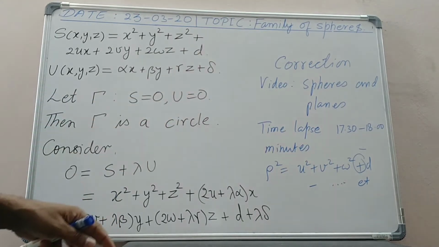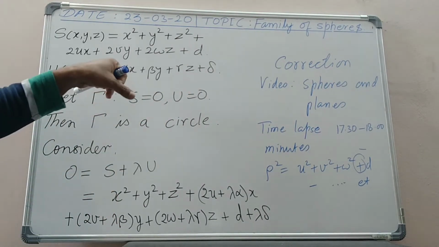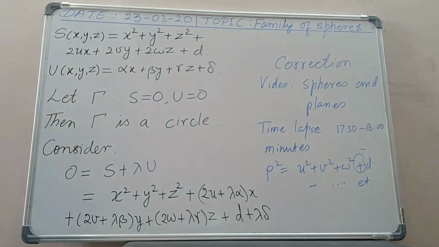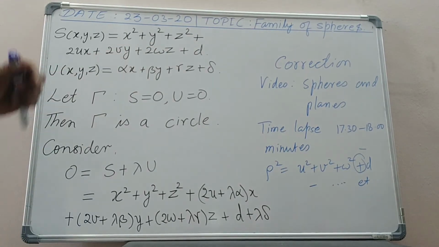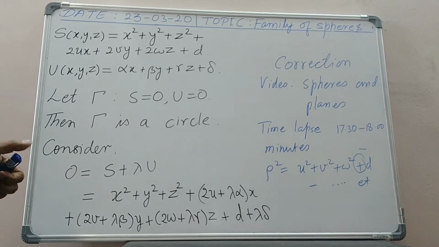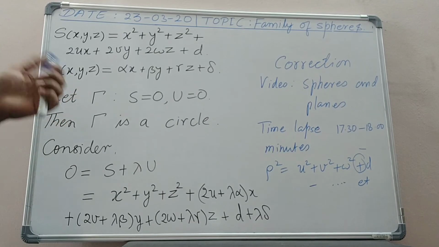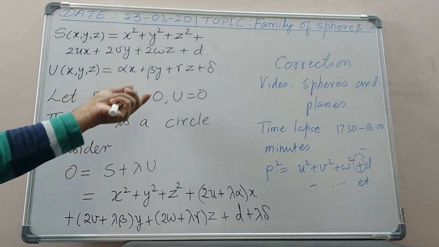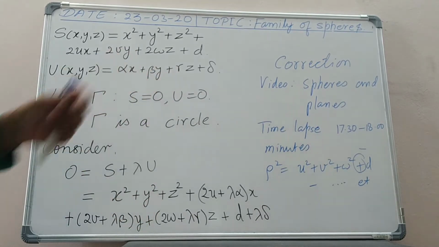U equal to 0 will be the plane with direction ratios of the normal as alpha, beta and gamma. So in the previous video we have seen that if you look at the simultaneous solution of these two equations, what you get is a circle. So the intersection of a sphere and a plane is a circle. That's another way of putting this.